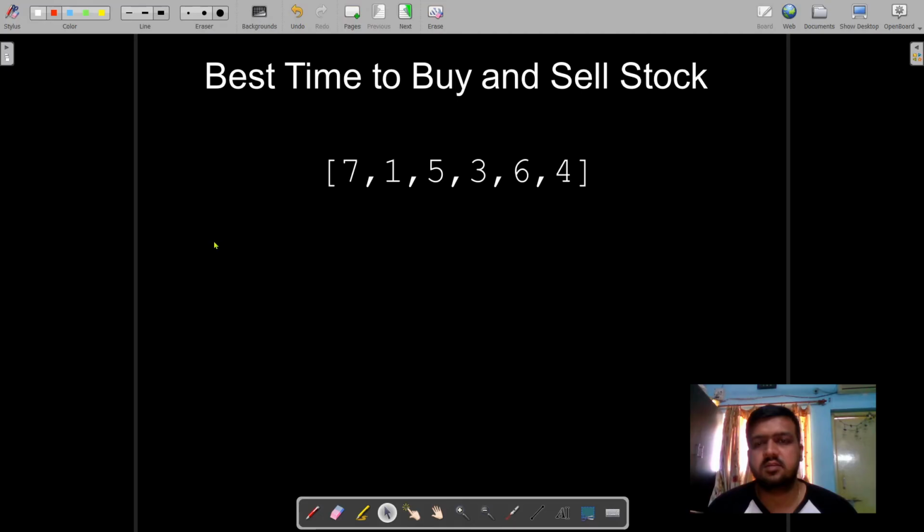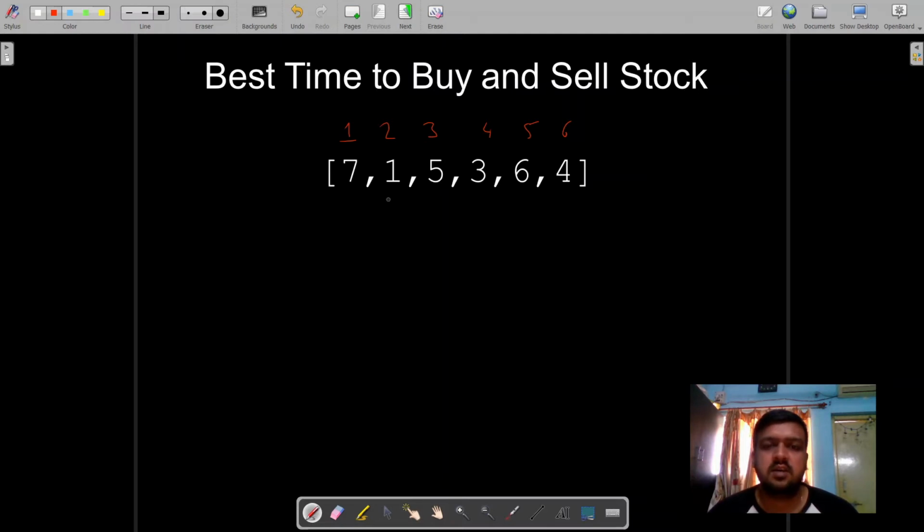Let's take this in a better way to understand. We have this particular list of stock values. These are days 1, 2, 3, 4, 5, and 6 of the stock market, and the price on the first day is 7, the second day is 1, then 5, 3, 6, 4. So if we carefully see, if I buy on the first day and sell on the second day, I have a profit of -6.